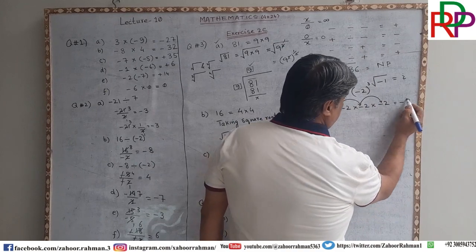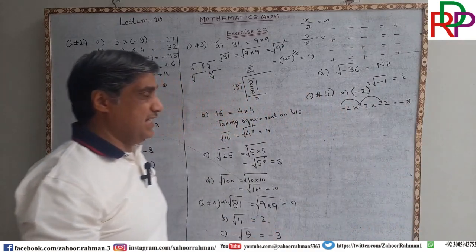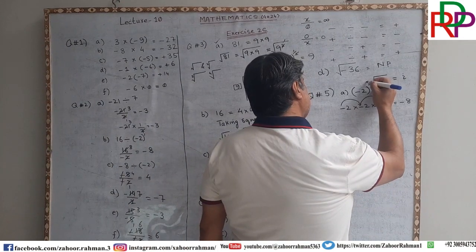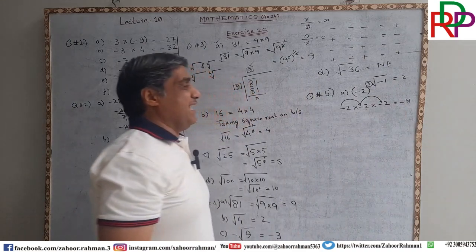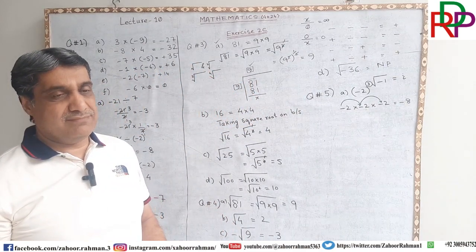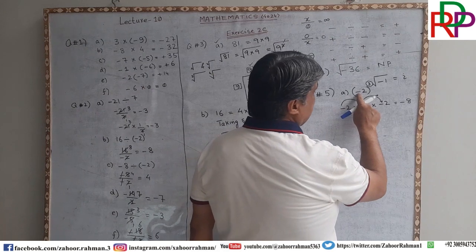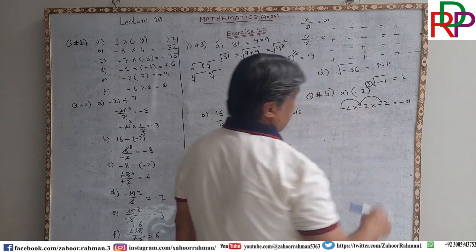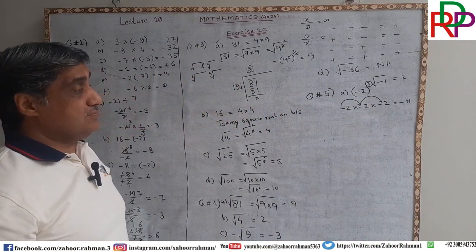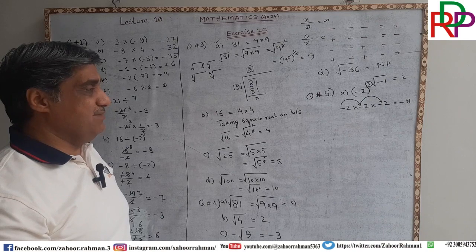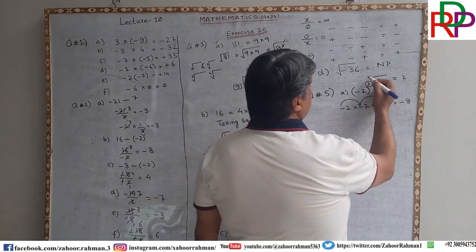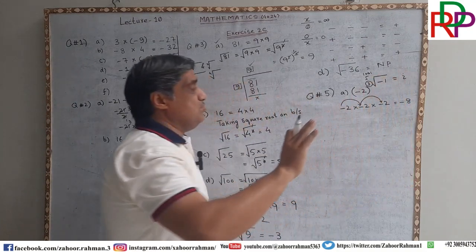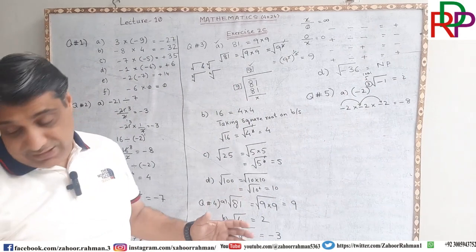2 twos are 4, 4 twos are 8. Remember, I am telling you one trick: if the exponent is an odd number and the coefficient here is a negative number, here it is minus 1, then you have to write directly minus. If it is 5, if it is 1001, then you have to write minus 1 directly.